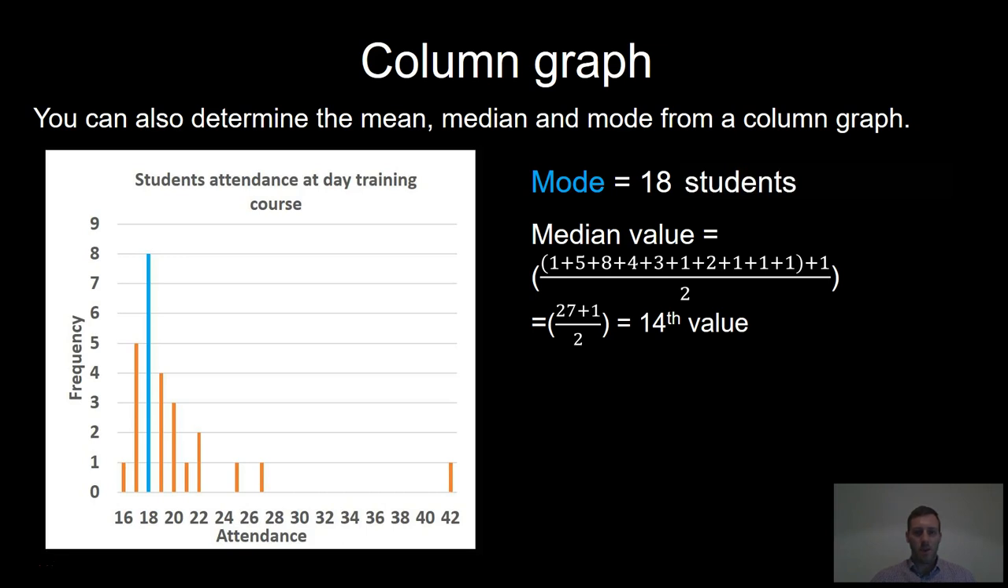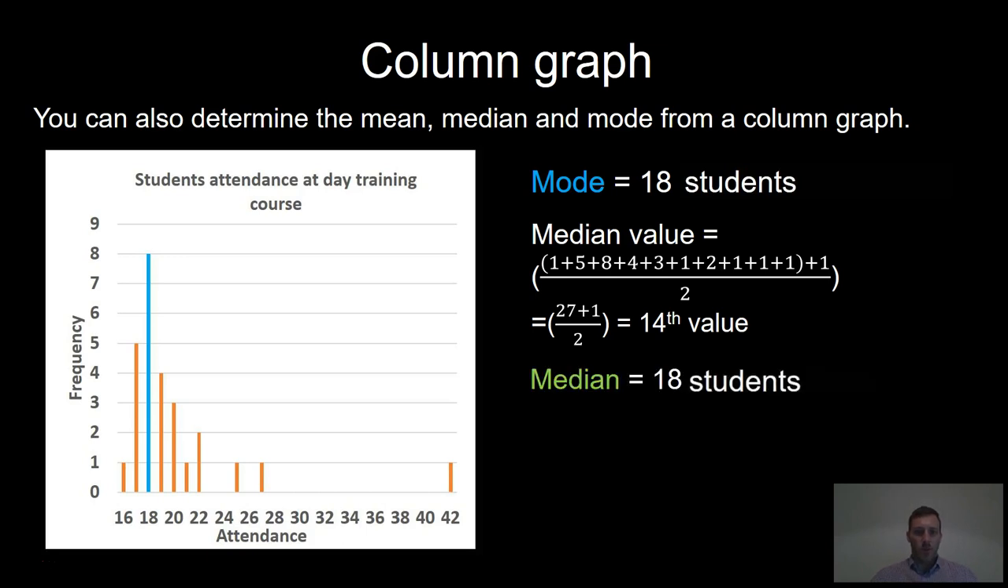If we add again, we accumulate the frequencies from left to right, so we get 1 plus 5 plus 8. That will equal 14 values, which is where our median falls. So we know that the median also falls on 18, and we found this in the previous example too.